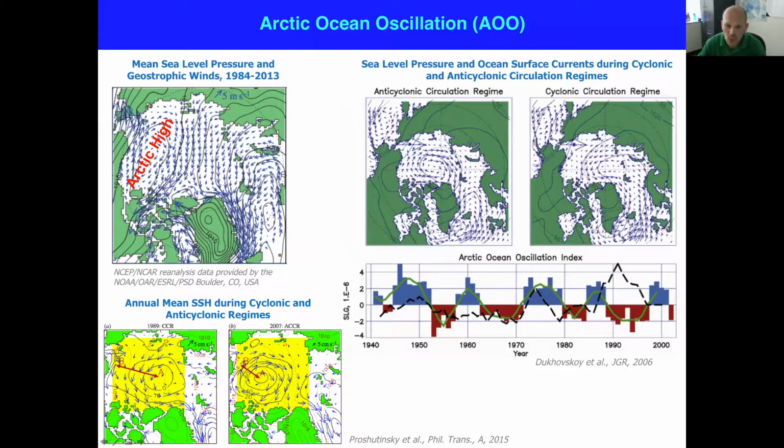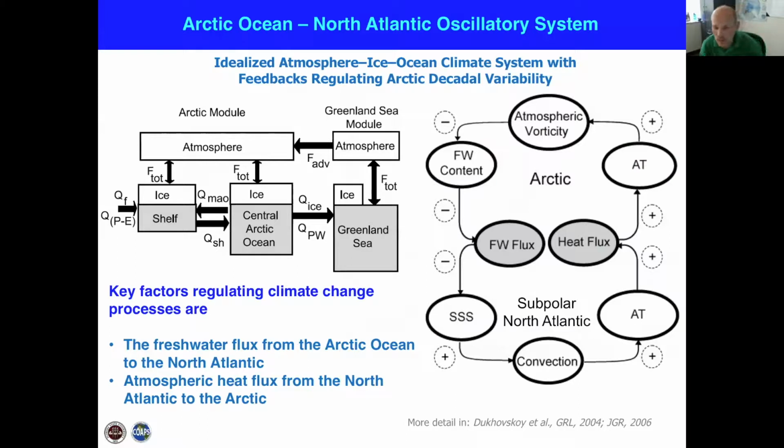In the time series over here, you see the quasi-decadal variability of this Arctic Ocean Oscillation Index during the second half of the 20th century. This quasi-regular, quasi-decadal variability was interesting, and it was described in terms of feedback mechanisms suggested in several of our papers. And of course, it is a conceptual mechanism, but this mechanism was reproduced in a simple box-based model, which is schematically shown on the left side of the slide.